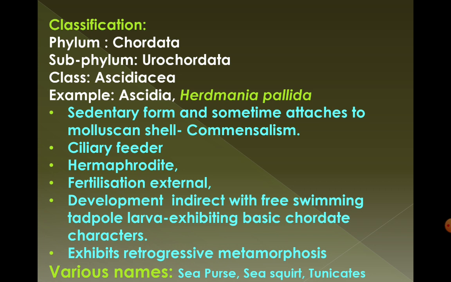Now this Herdmania is known by various names like sea purse, sea squirt, it's called tunicates, and it's also known as sea potato. Now let us understand why it is called a sea purse. If you can recollect the picture of Herdmania pallida, Herdmania species that you have seen, it had a sac-like body, which resembles your ancient purses. So it is called a sea purse with an opening at the distal end.